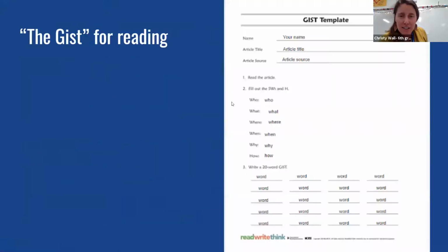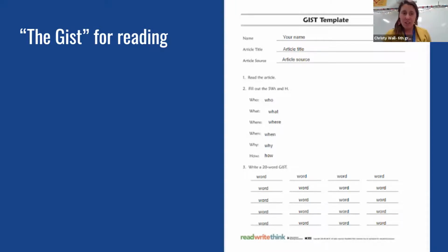And I want to show you where this came from. This gist strategy is an AVID strategy. AVID is a college prep program, but all of the tools that I have learned in AVID are applicable to anybody, anywhere. They're very, very helpful. So with the gist for reading, you start by looking at the who, what, where, when, why, and how of the article, right? And then you write a 20-word gist. So I always say, okay, if you're going to go home and sit down at the table at dinner with your family, tell me how you would explain that article to them in 20 words or less, right?